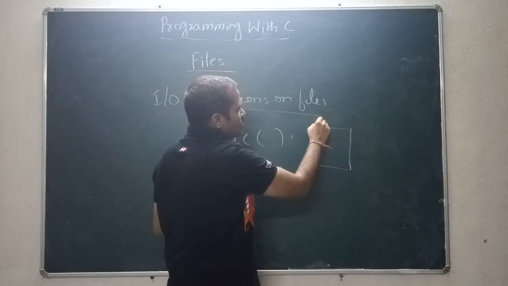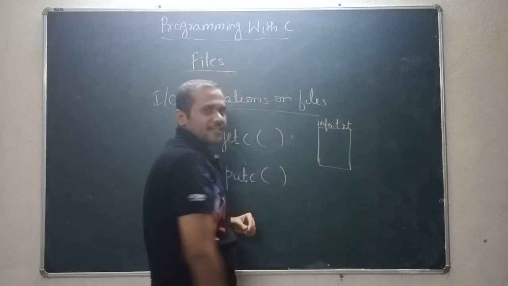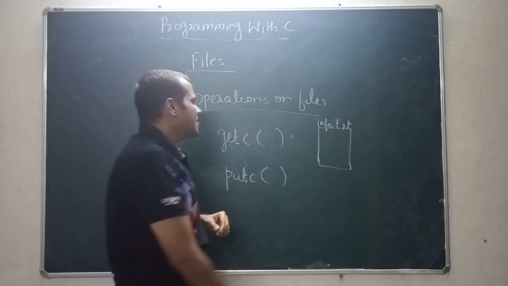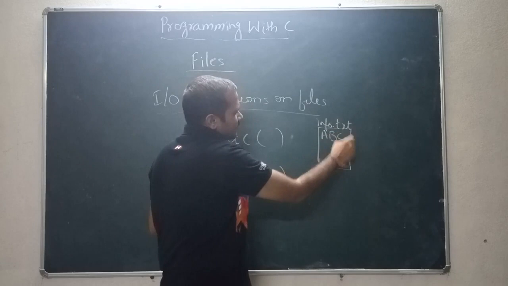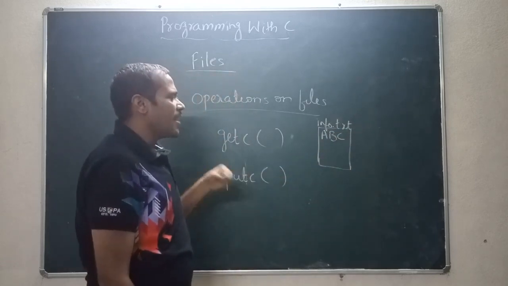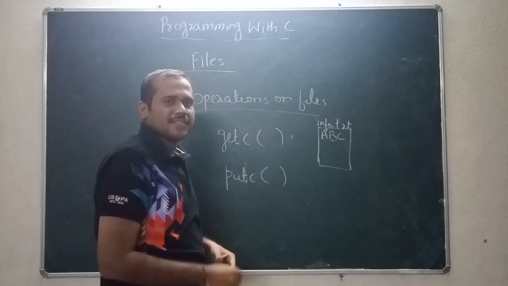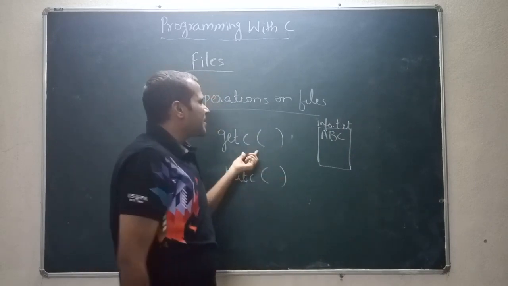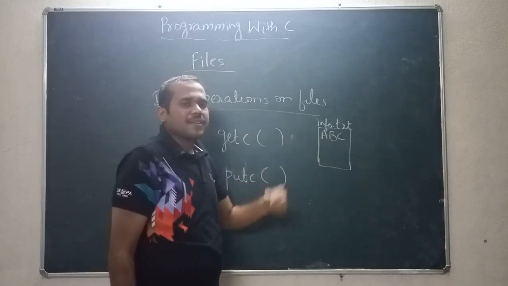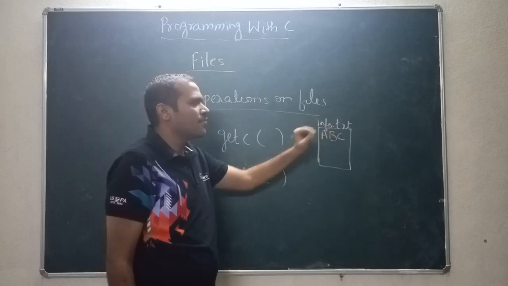So let me give a simple example. This is info.txt. The file name is info.txt. See, I have written some content here, A, B, C. The content has already been passed, that is A, B, C, manually. So using getc, I need to fetch the content from info.txt.